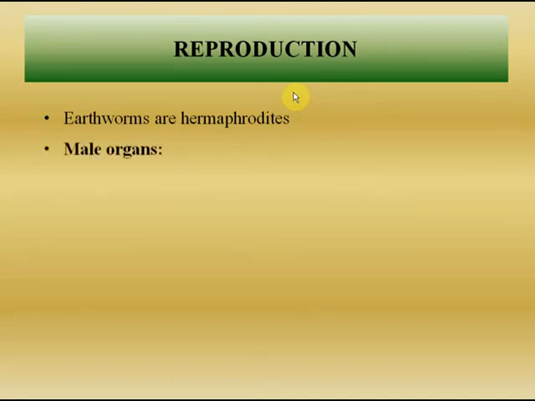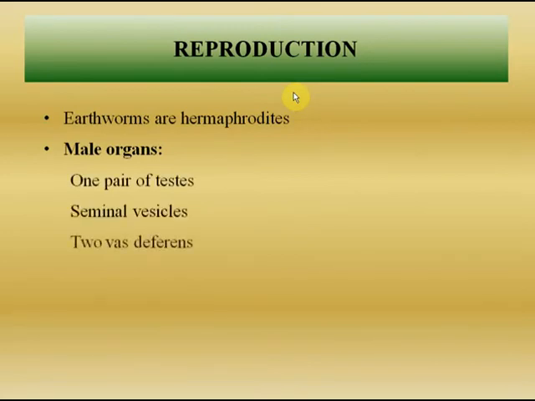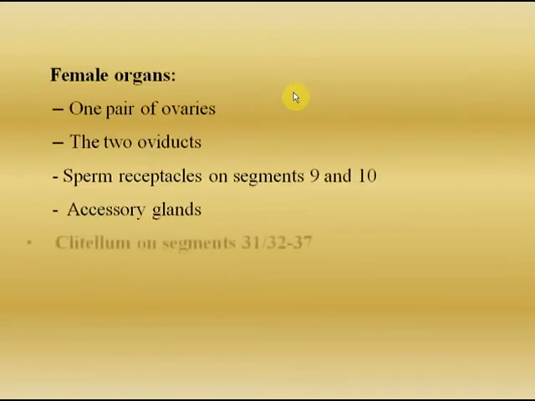Now, reproduction. Earthworms are hermaphrodites or bisexual. It means testes and ovaries are present in the same individual. And the main parts of male organs are 1 pair of testes, seminal vesicles, 2 vas deferens and 4 pairs of spermatheca. In female organs, 1 pair of ovaries, 2 oviducts, sperm receptacle, accessory glands are present. Clitellum also helps in the reproduction of earthworm that is present on 31 to 37 segments.